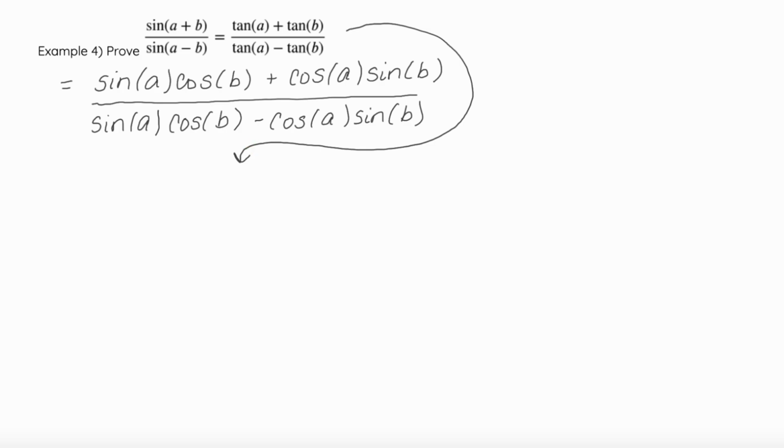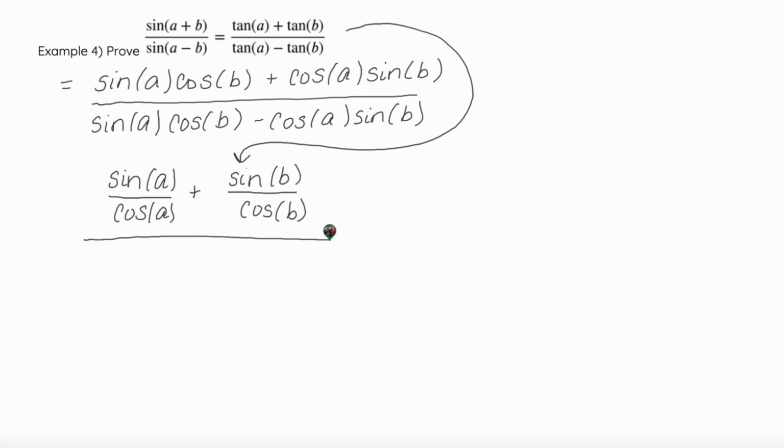So I know tangent of a is the same as sine of a over cosine of a plus sine of b over cosine of b. And this is all over, and I'll do the same in the denominator here, sine of a over cosine of a minus sine of b over cosine of b.